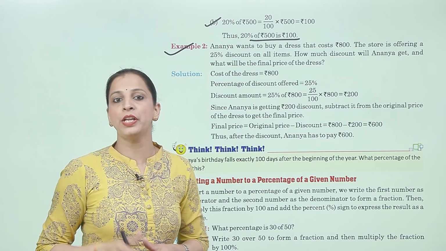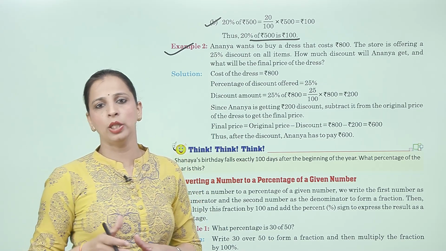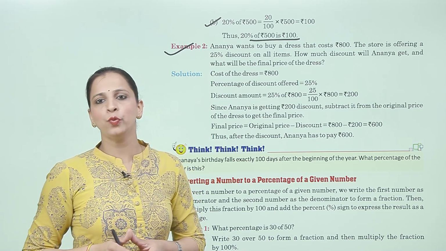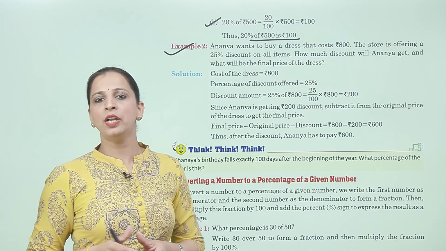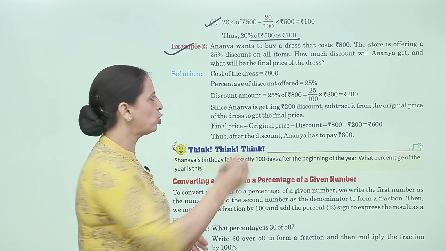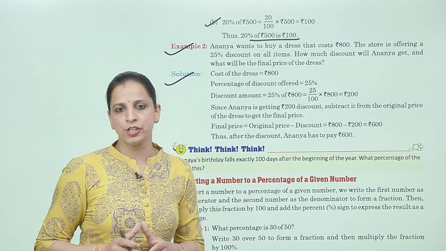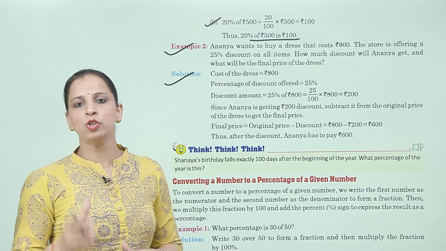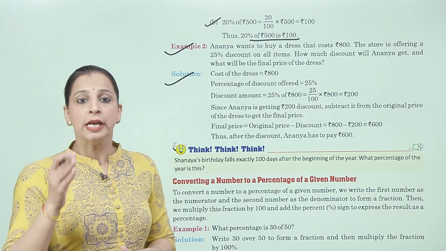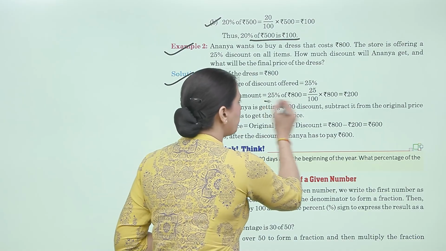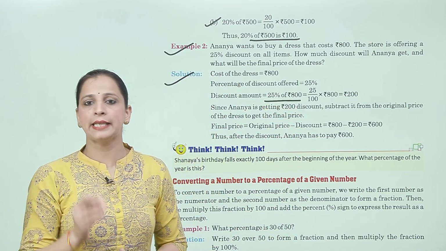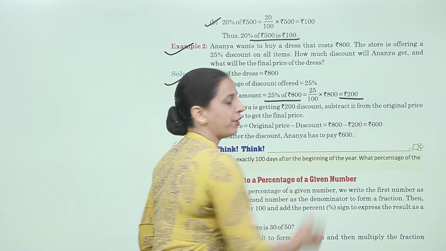The store is offering a 20% discount on all items. How much discount will Anaya get and what will be the final price of the dress? Now solution, cost of the dress is 800 rupees. Percentage of discount offered is 25%. So discount amount is 25% of 800, that is equal to rupees 200.